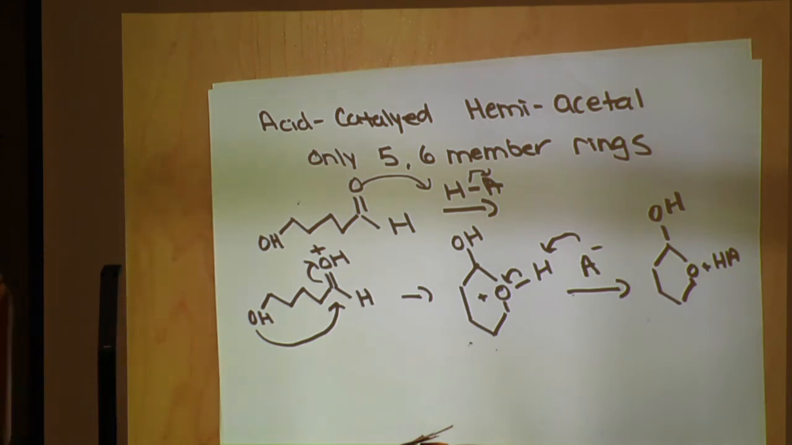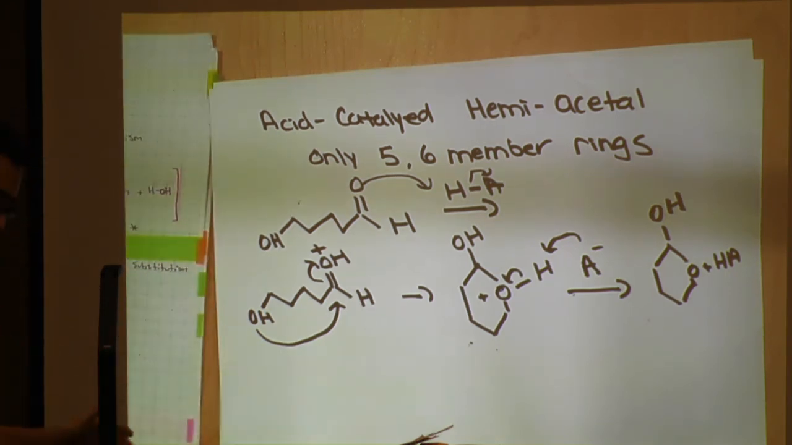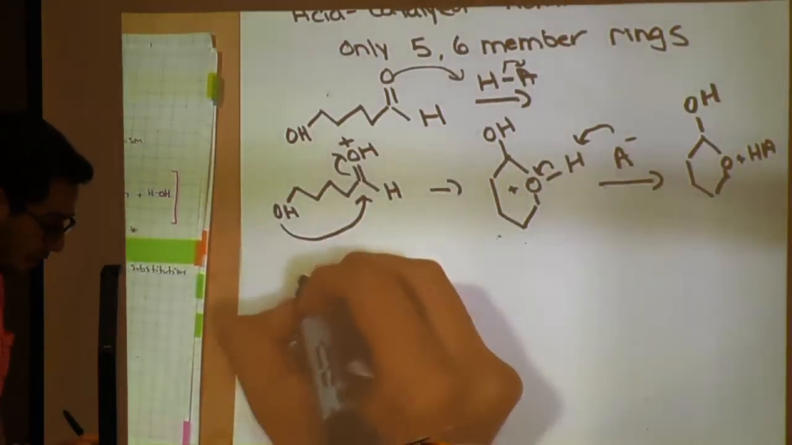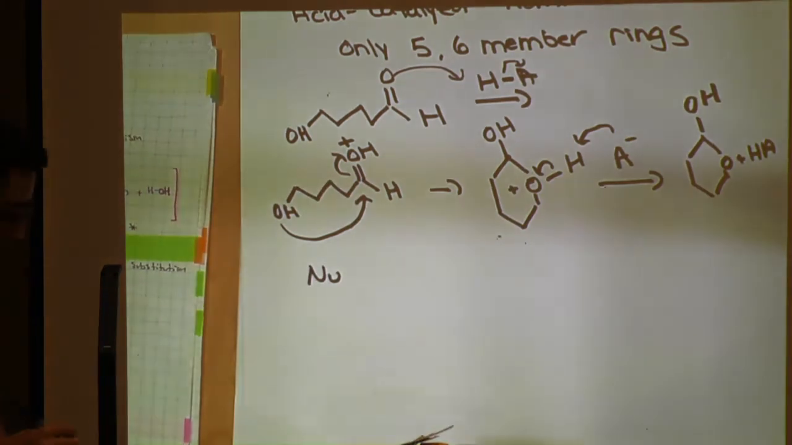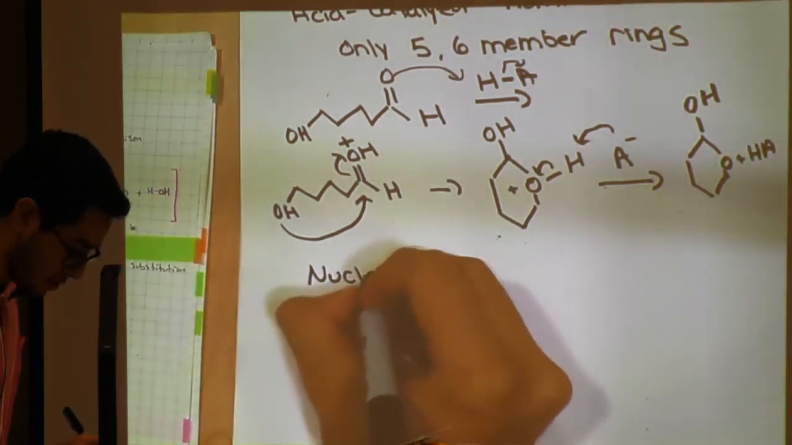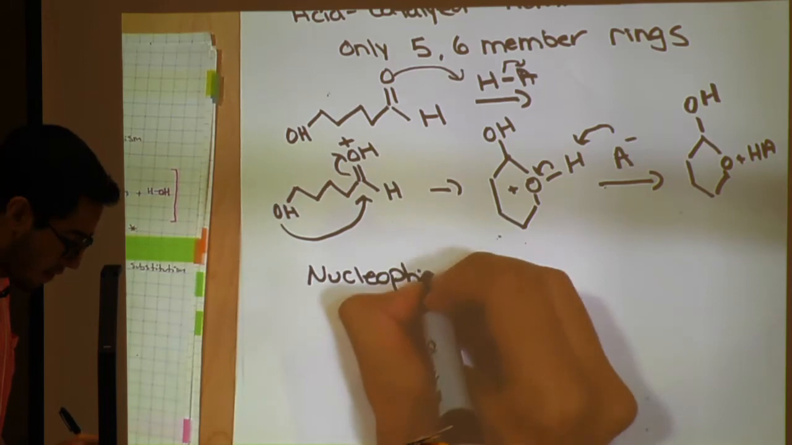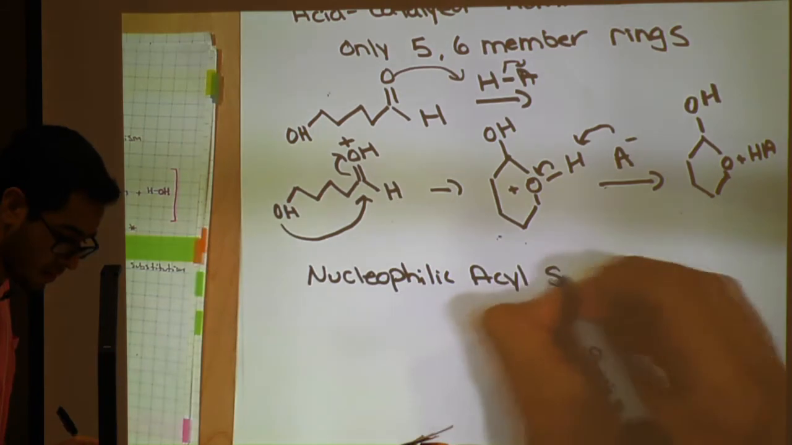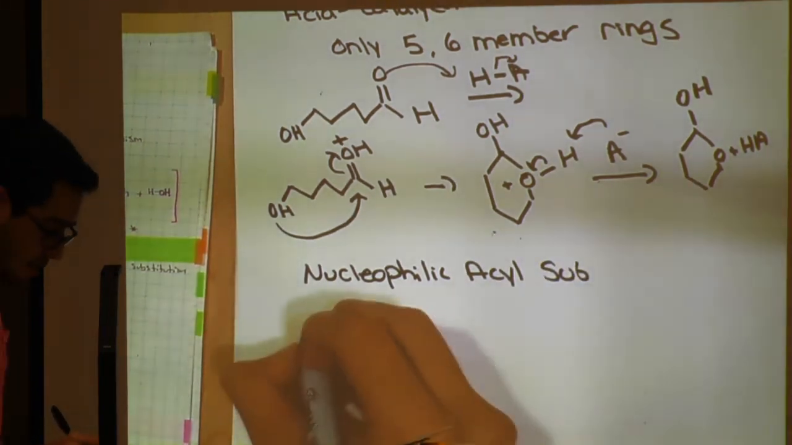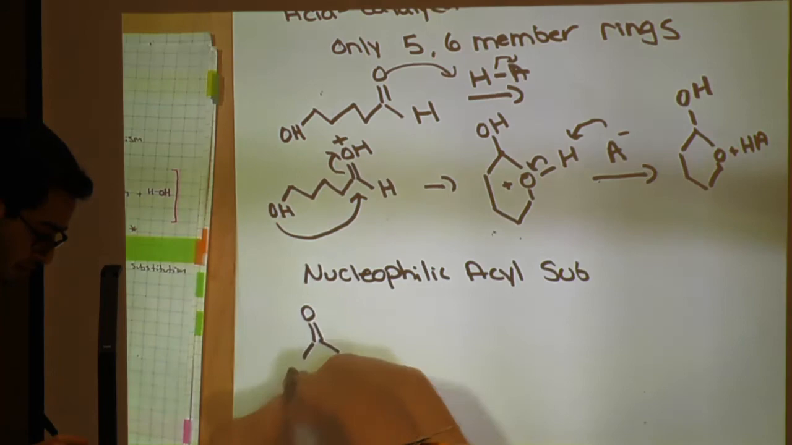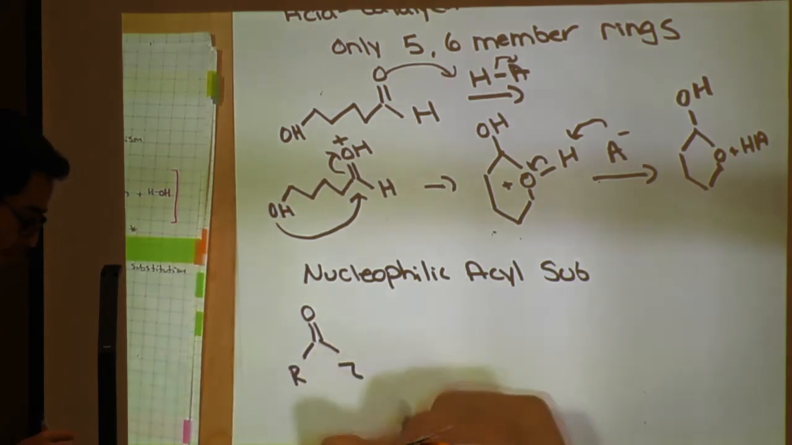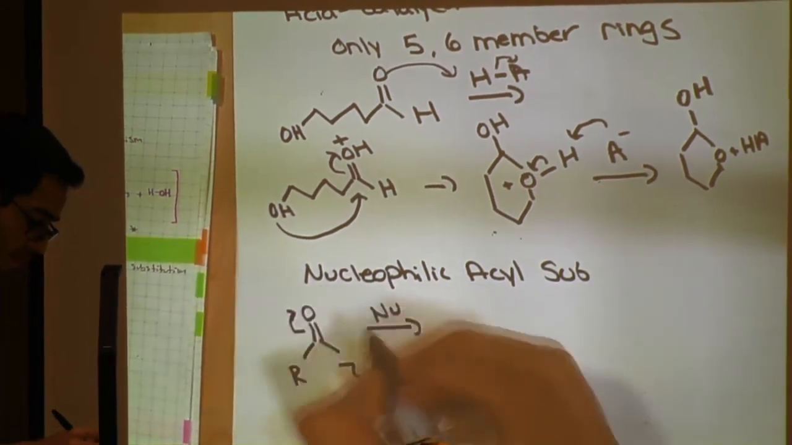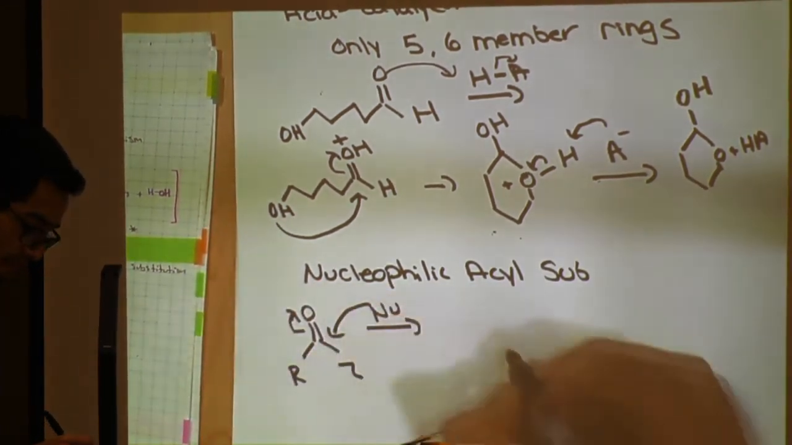Okay, so now let's talk about nucleophilic acyl substitution, which is pretty much, again, just what you guys have been doing for the last like two chapters at this point. Orgo 2 tends to be rather repetitive. And this is, again, just defining what we've been doing this entire time, where we have an R group, a Z group, and we're trying to attach a nucleophile. So again, the nucleophile attacks.